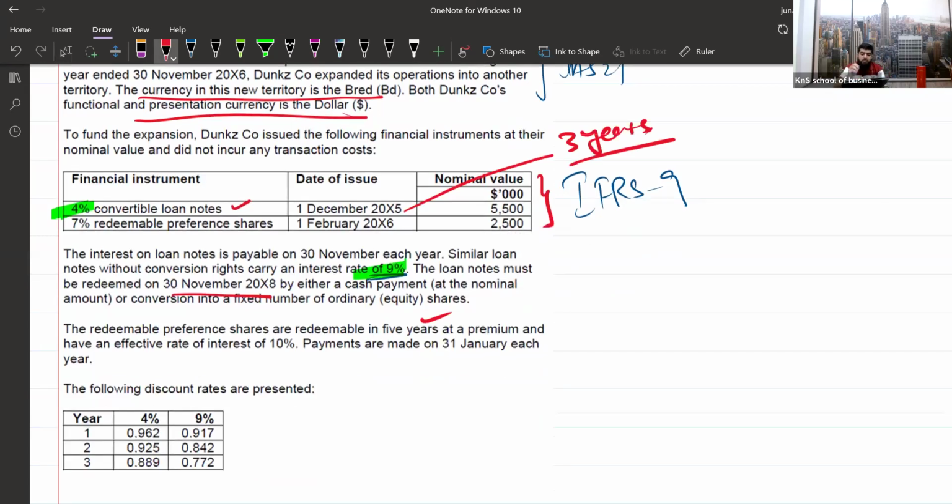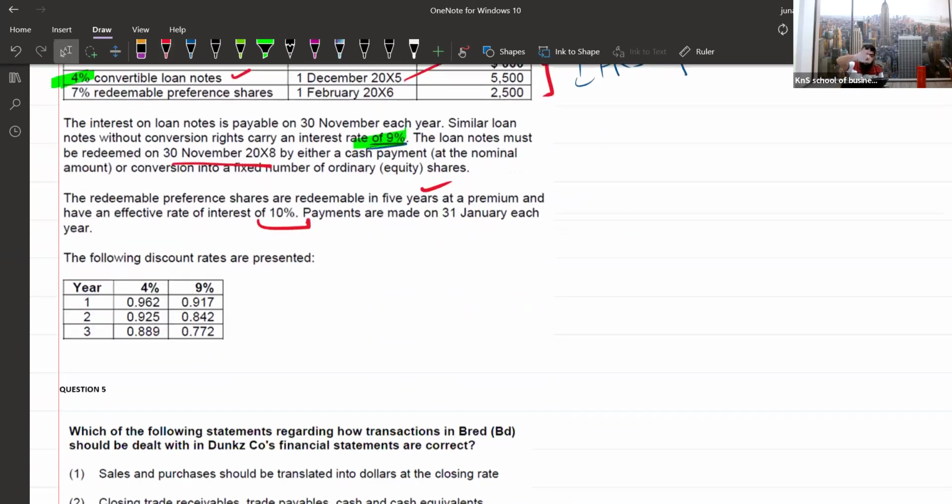The redeemable preference shares are redeemable in 5 years time at a premium and have an effective rate of 10%. That is the effective rate for the redeemable preference shares. Payments are made on 31st January each year. Now the discount factors or the discount rates are given over here. Now let's see what is the requirement. We have read the whole data.